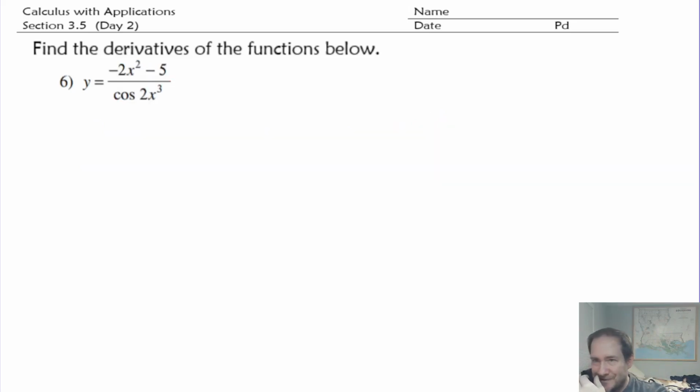Alright, doing 6. So 6 is a quotient rule problem. And of course, inside the quotient rule problem, we've also got a chain rule problem, because we've got that nested function down there in the denominator. Is there anything I could do to make this a little bit cleaner? We could factor out a -1. I'm not sure you guys would be big fans of that, though. We would have a 2x squared plus 5 in the numerator.